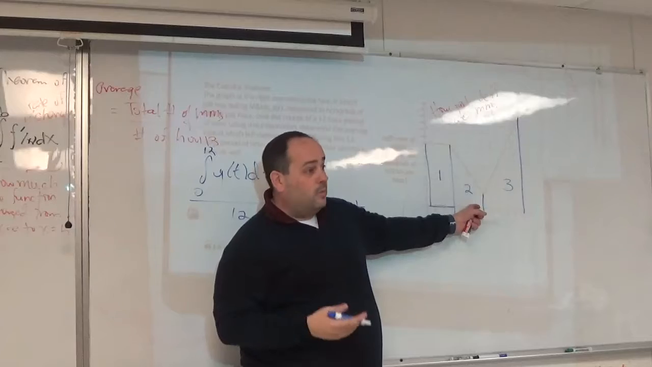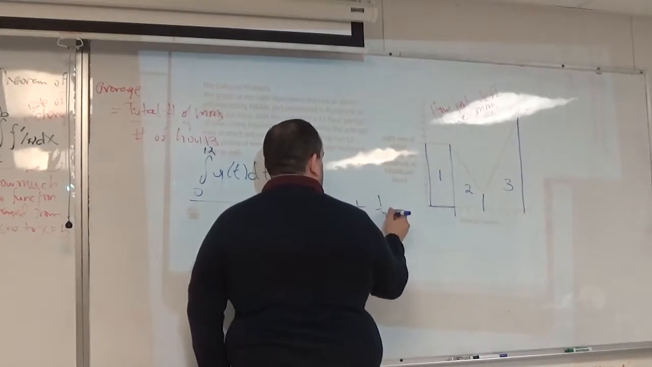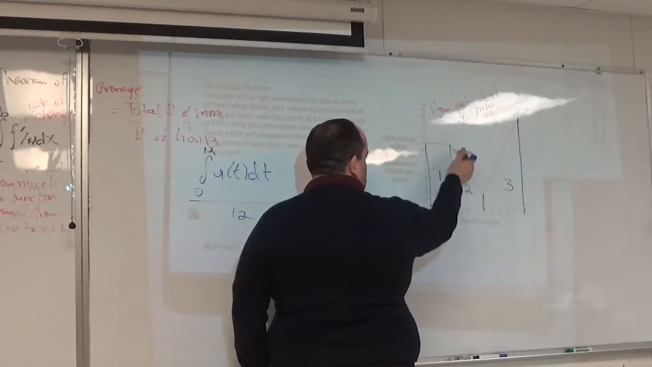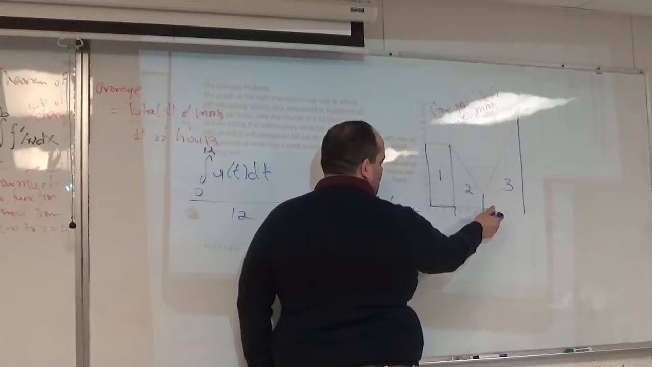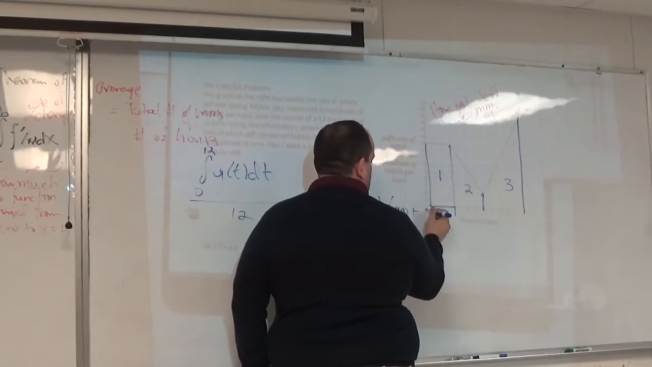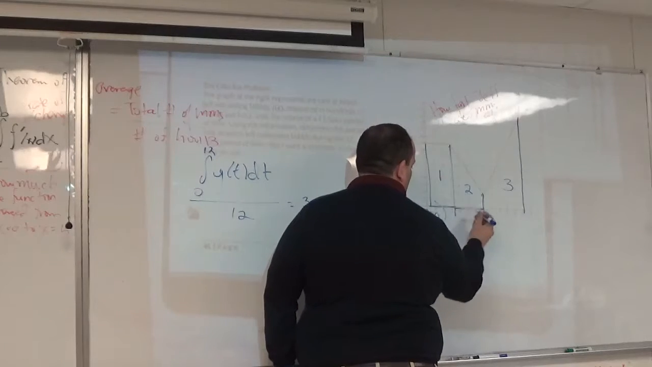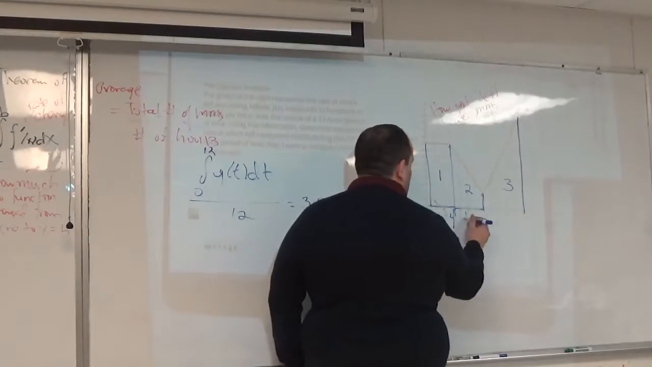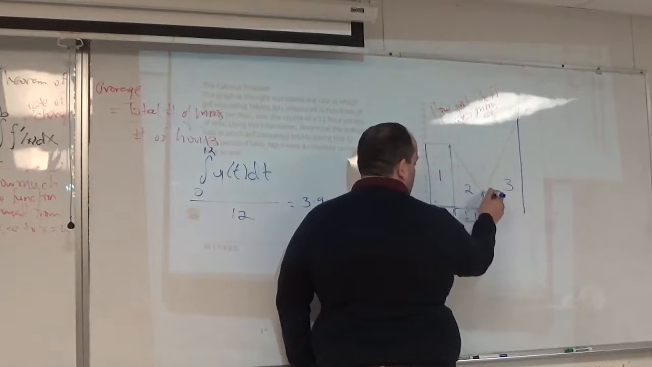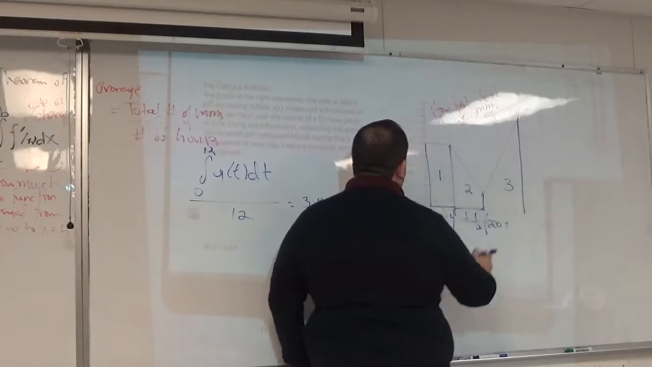Area of a trapezoid, 1/2 base 1 plus base 2 times height. So it's going to be 1/2. How long is this first base? 900. Still 900. Plus the second base, 200, times the height. The height is how far do we go? 4. Plus the last one, 1/2. Your base is 200. Your second base, what is that?